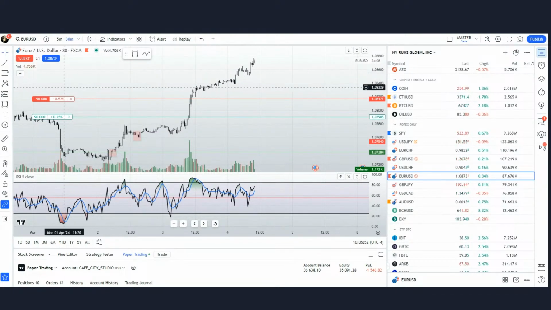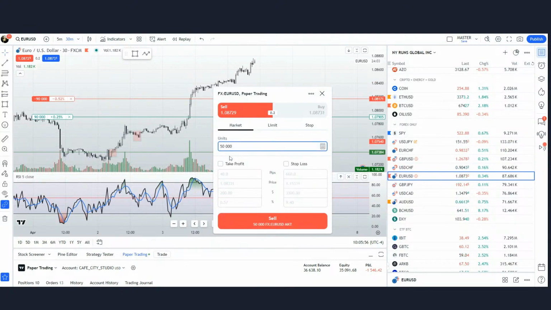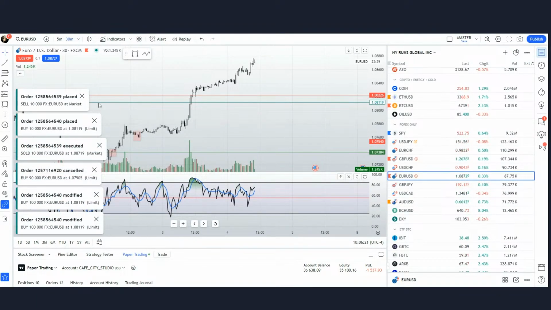Okay, I could sell another one right here because this is my big account. We're gonna go 10,000 units for take profit into the 1.08. There you go. I'm gonna do 60 pips. All right. Selling now.